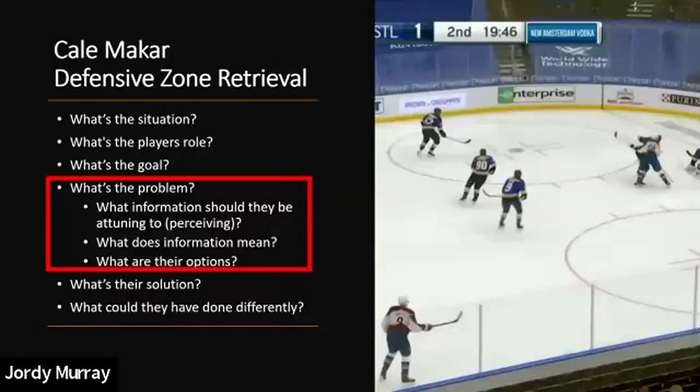The questions we're going to work through now are: what's the information that Cale should be perceiving? What does that information mean? And what are his options? That's what makes this specific situation unique. We'll watch this clip of Cale and work through these three questions. I'm going to pause every time he scans. Every time he moves his head, I'll pause it, and we're going to highlight the information and discuss what that means.